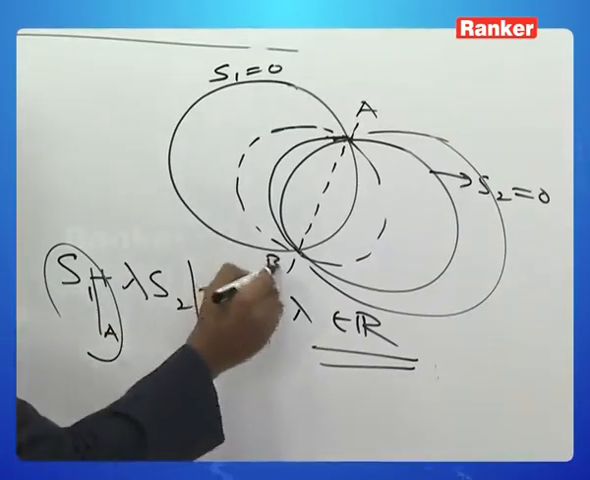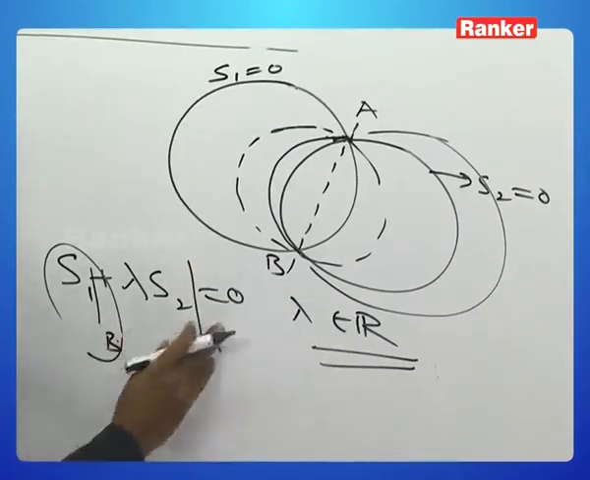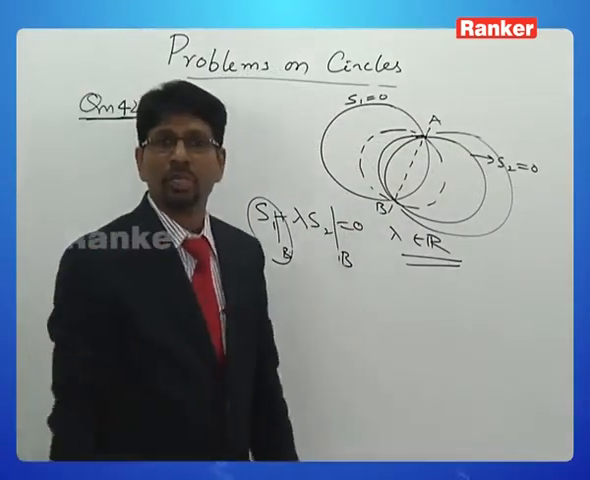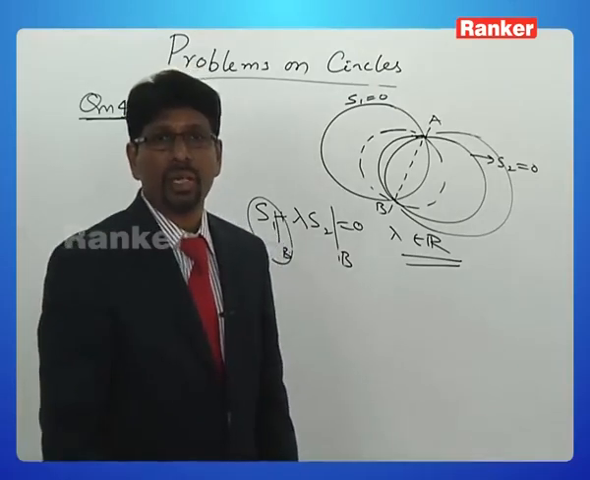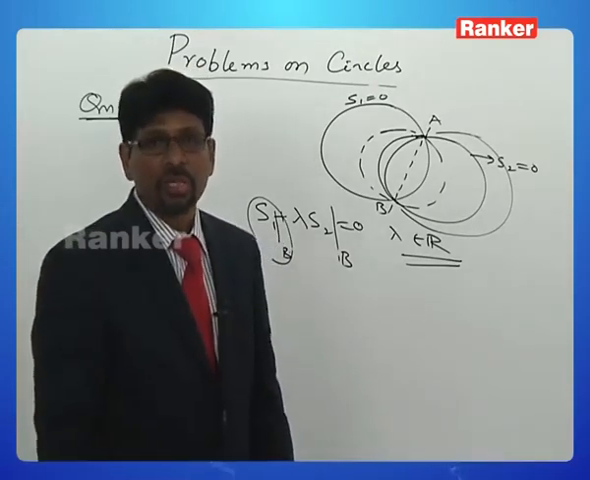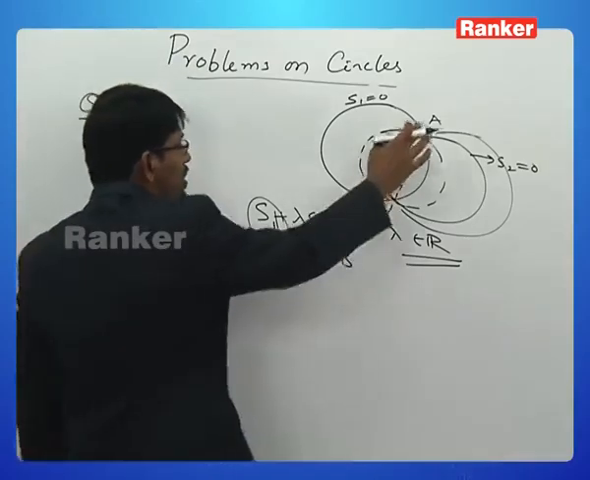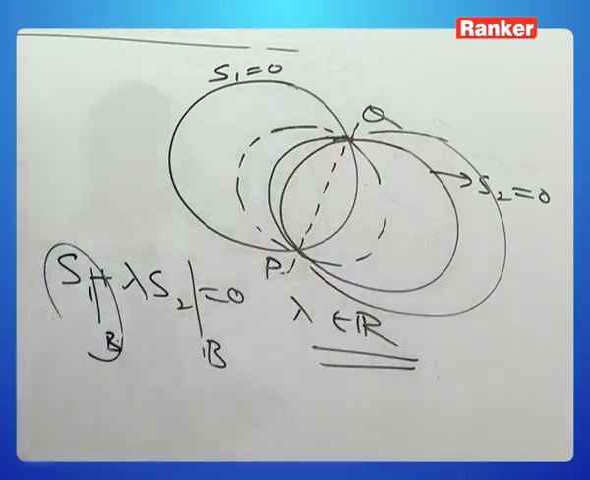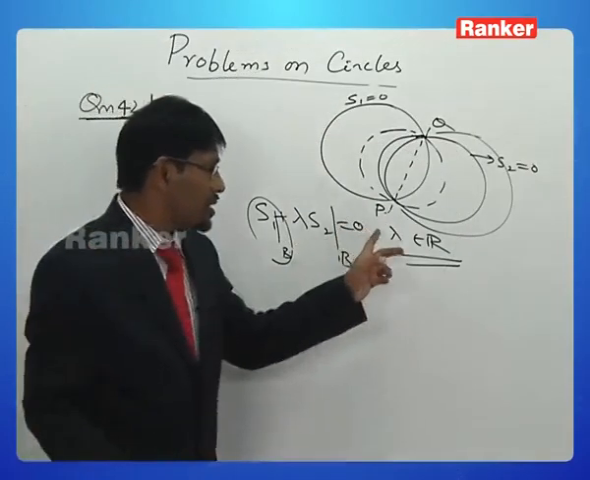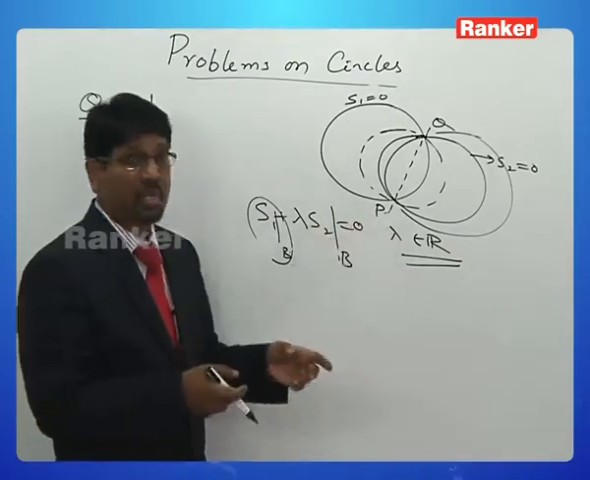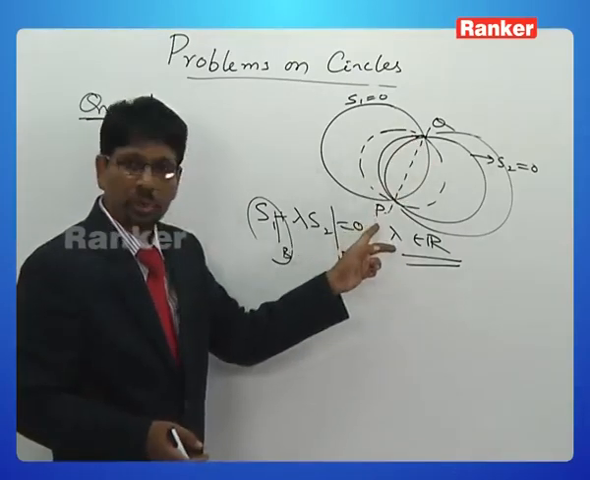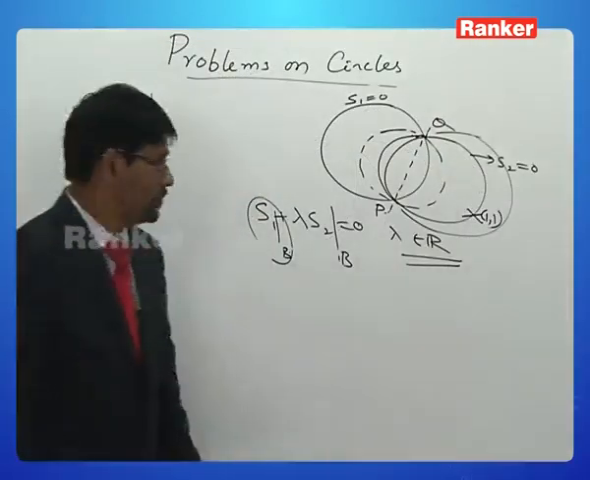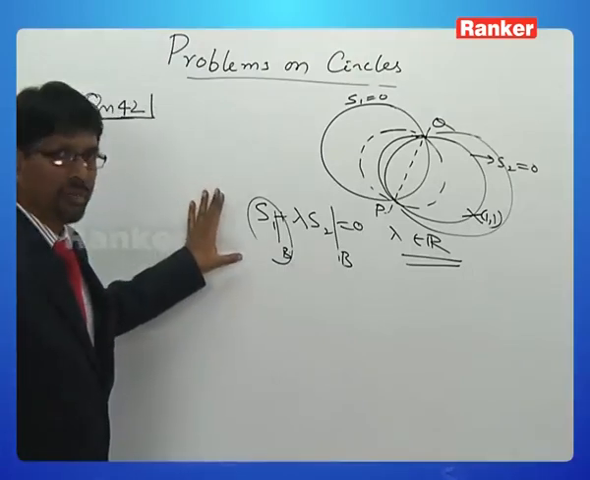Will it be satisfied by the point B also? The point B will also satisfy it. So clearly this is a circle which passes through the intersection of the two circles S1 equal to 0 and S2 equal to 0. Now he says the points are P and Q. And we are interested in finding out whether there is a circle passing through these 2 points P and Q and also passing through a point 1, 1.